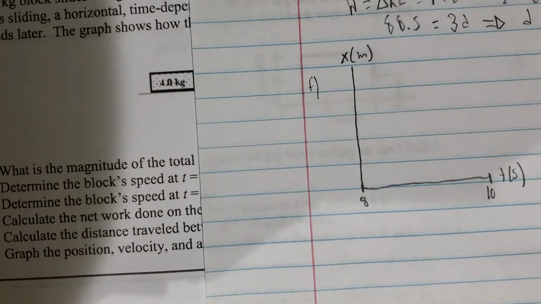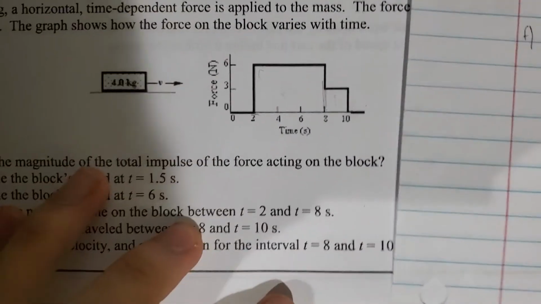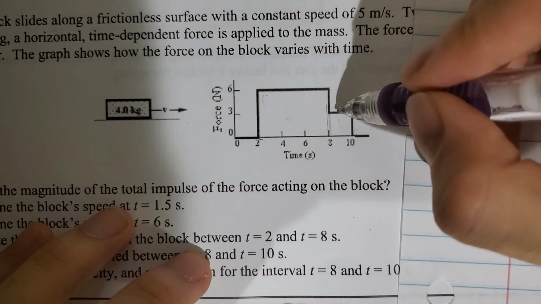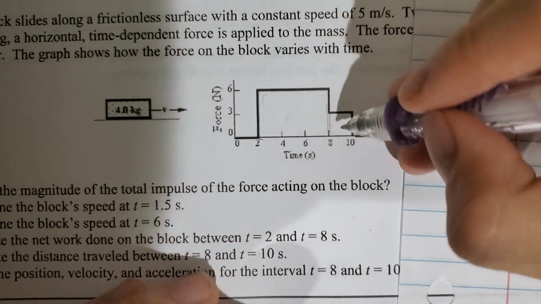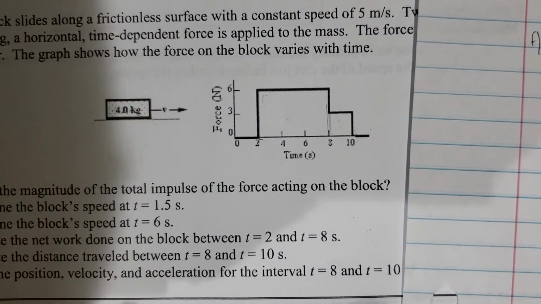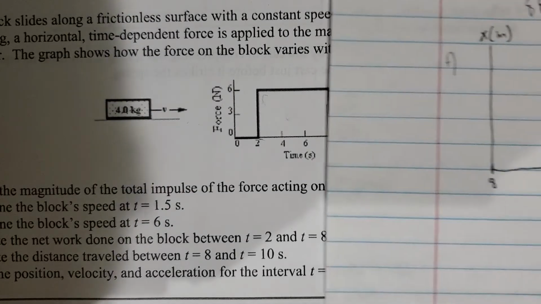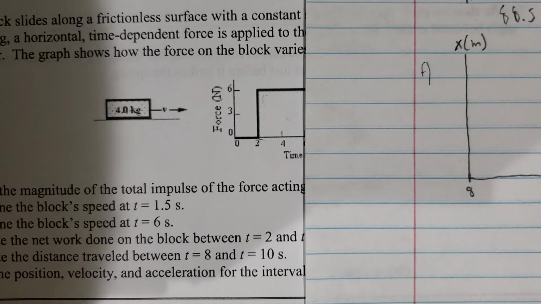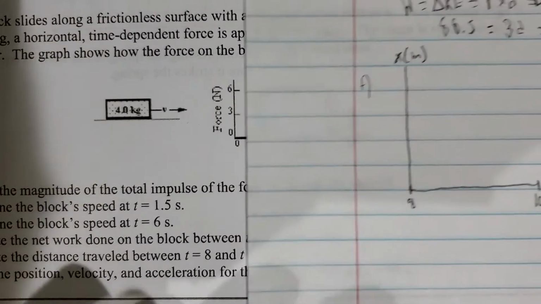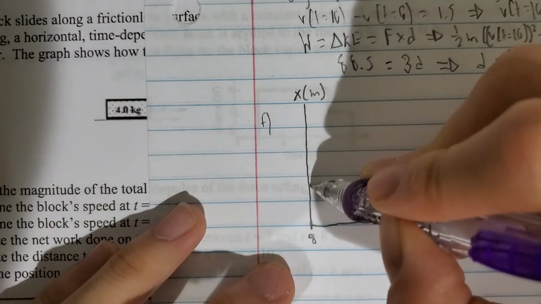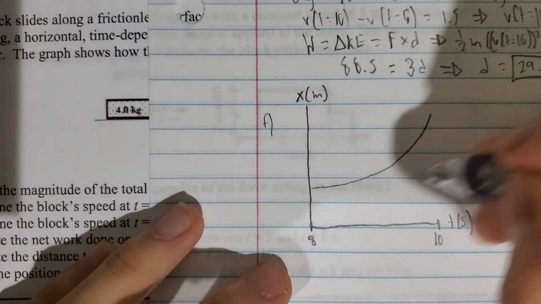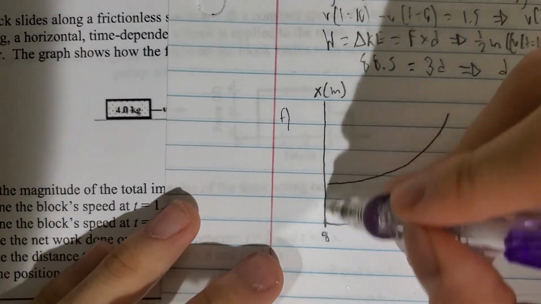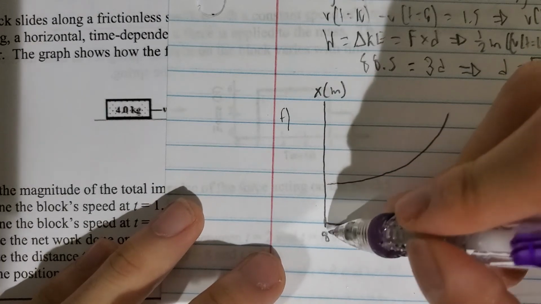Since there is a constant force applied to the block from 8 to 10 seconds, that means there is a constant acceleration. A position function of a block that has constant acceleration is going to be a curve. So it's going to look something like this. Make sure it's curved, and it's already traveled a certain distance, so that's why it's not touching 0.